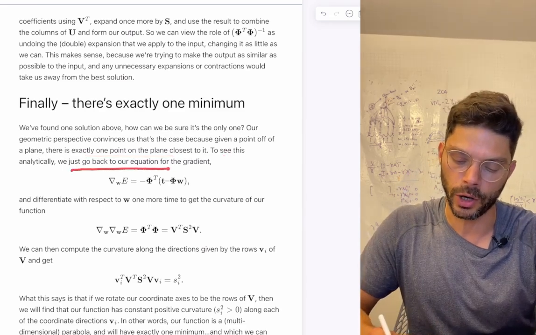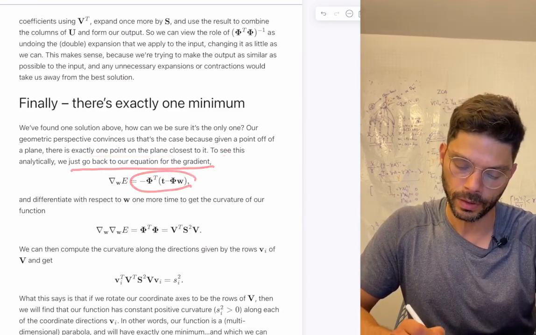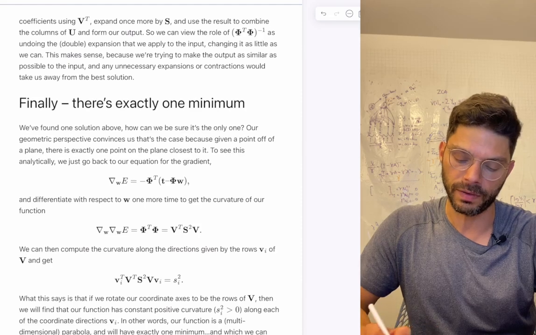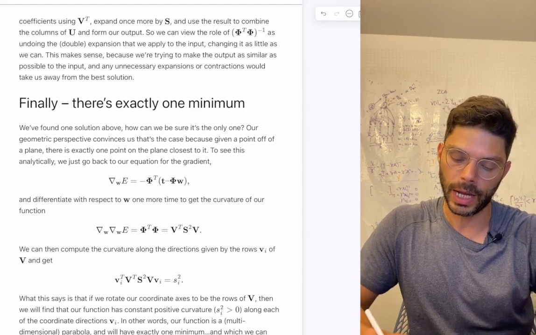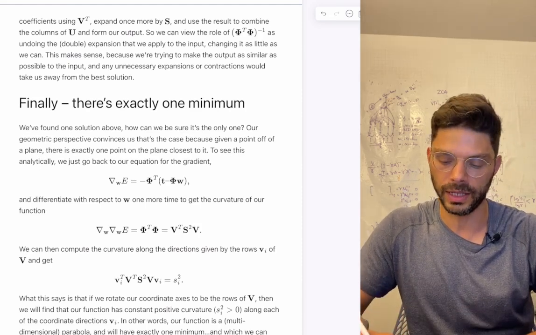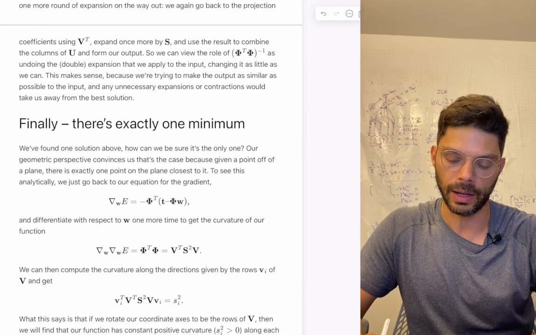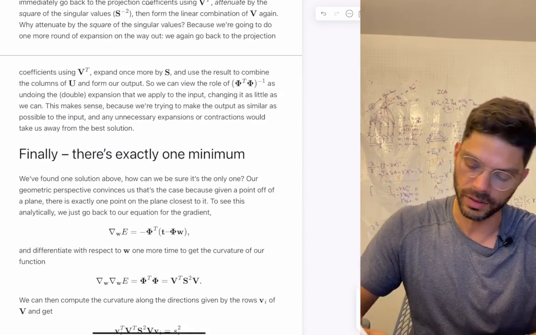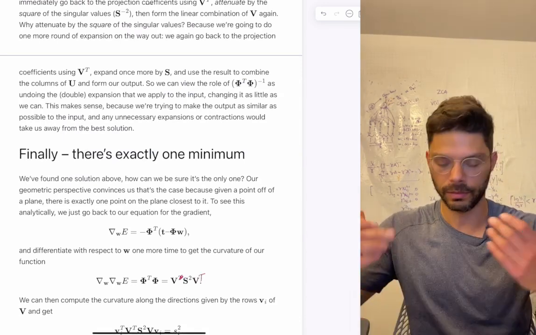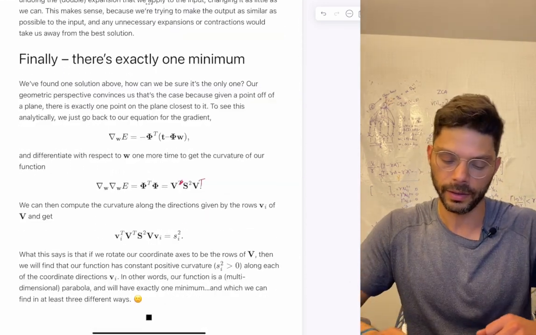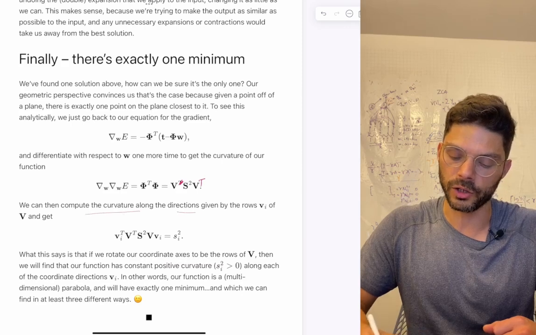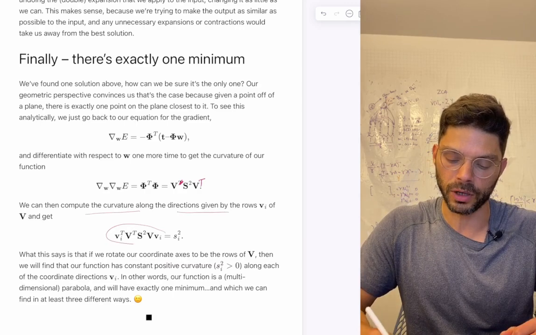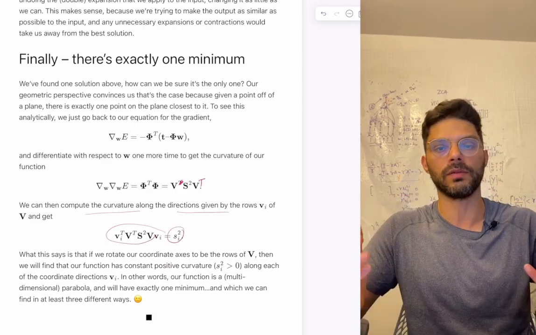So we just go back to our equation for the gradient, which was this thing. And we differentiate with respect to W one more time to get the curvature of our function. So we differentiate this one more time, and we get this phi t phi, which using our SVD is V S squared V transpose. I think maybe the order of transposes is reversed, but either way, it doesn't really matter. We can then compute the curvature along the directions given by the rows of V, and if we compute the curvatures, we see that there are all these positive numbers.